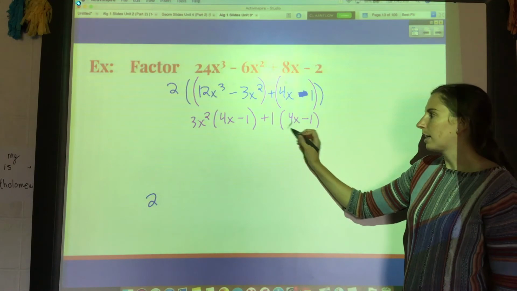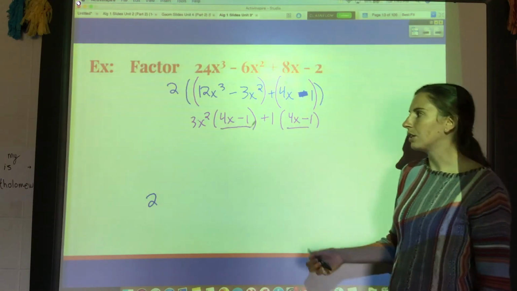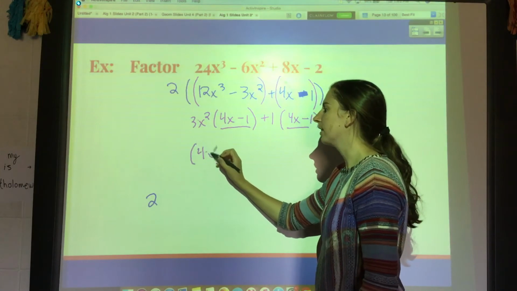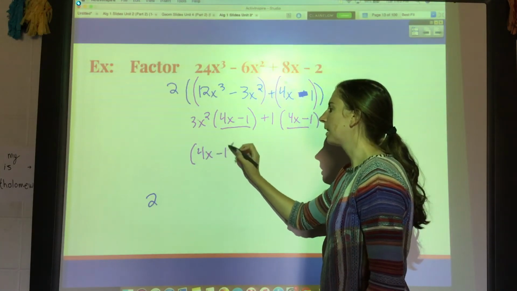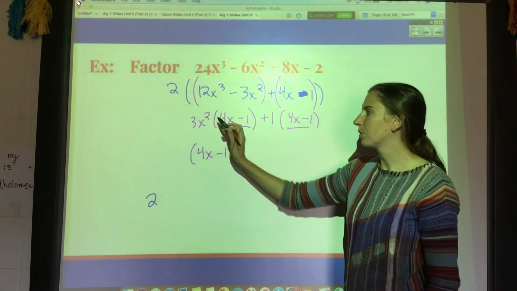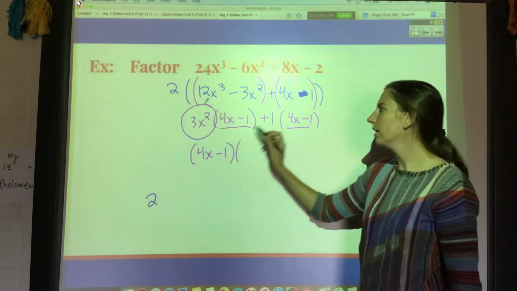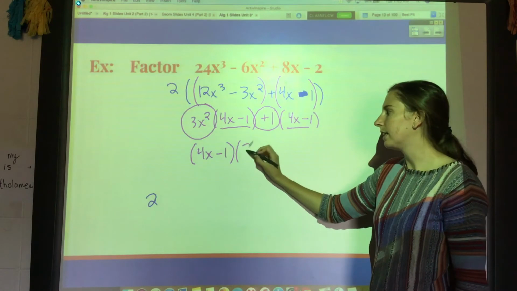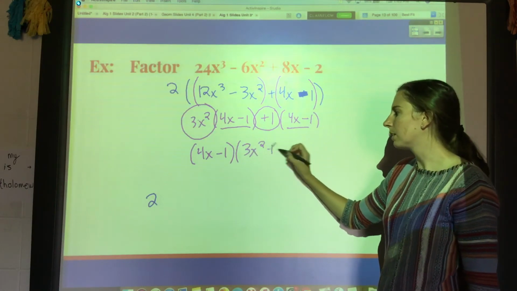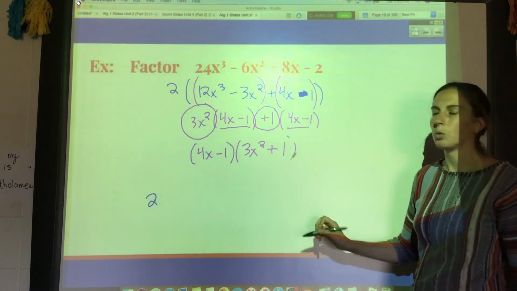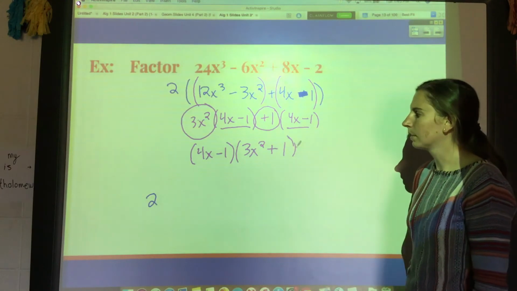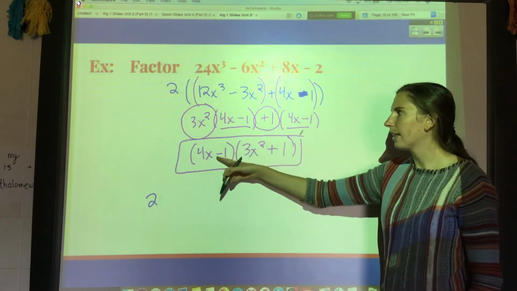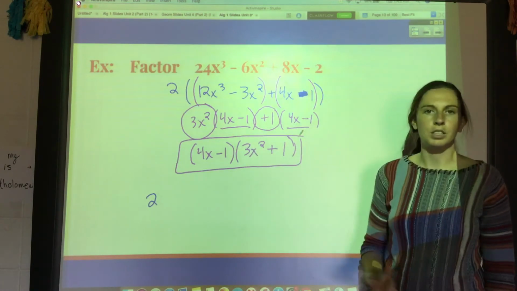All right, so note that these 2 groups match. That's good. We've factored them out to the front, and that becomes one of our factors, 4x minus 1. The other factor comes from combining 3x squared plus 1. And we needed something here. This is why. We needed 3x squared plus something. In this case, just a 1. So these are my 2 factors. If I multiplied them together, they would get me back to the original.